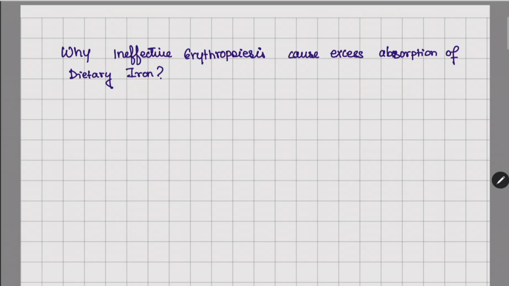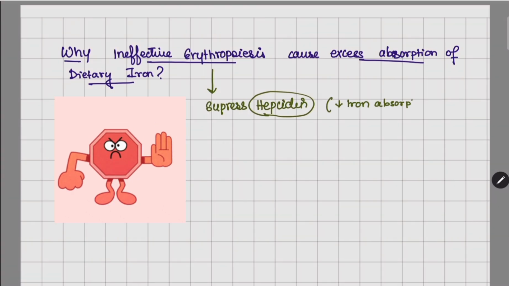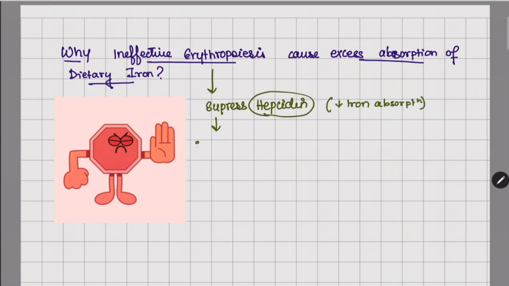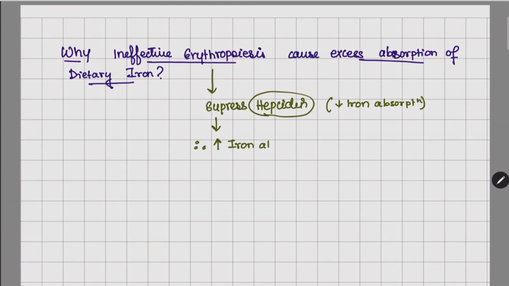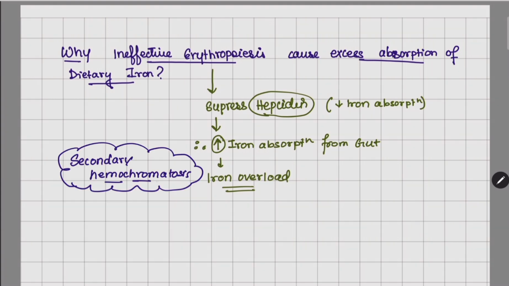Now let's see why ineffective erythropoiesis causes excess absorption of dietary iron. So when the erythropoiesis is ineffective, it suppresses hepcidin. Normally hepcidin has an inhibitory effect on iron absorption. When hepcidin itself is suppressed, what will happen? Iron absorption from the gut will increase. Hence there will be an iron overload. This is known as secondary hemochromatosis.